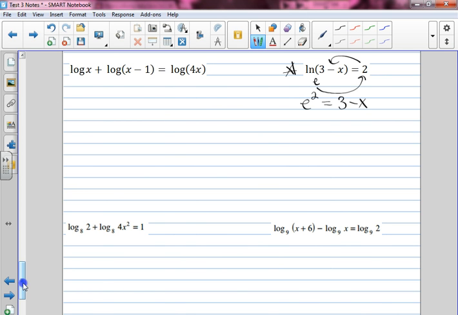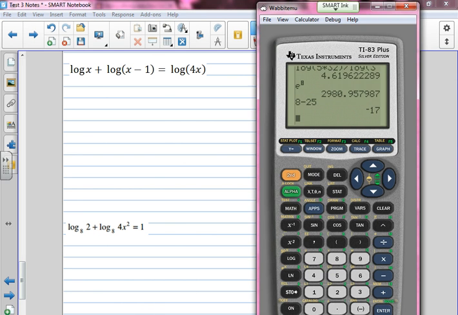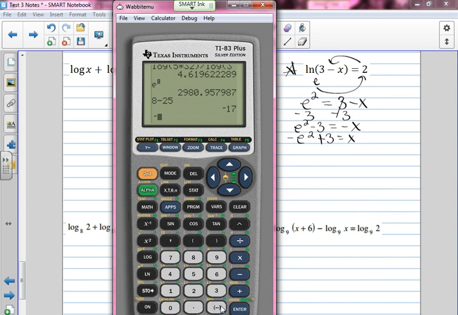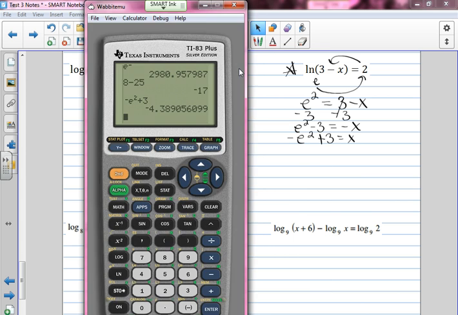Okay, I'm going to go ahead and get x by itself. I do that by subtracting 3 on both sides. So e squared minus 3 equals negative x. You can't have a negative x, so I'm going to flip my signs. So that gives me negative e squared plus 3 equals x. And now I'm ready to type it in my calculator. Negative e squared plus 3. And that gives me negative 4.3891.